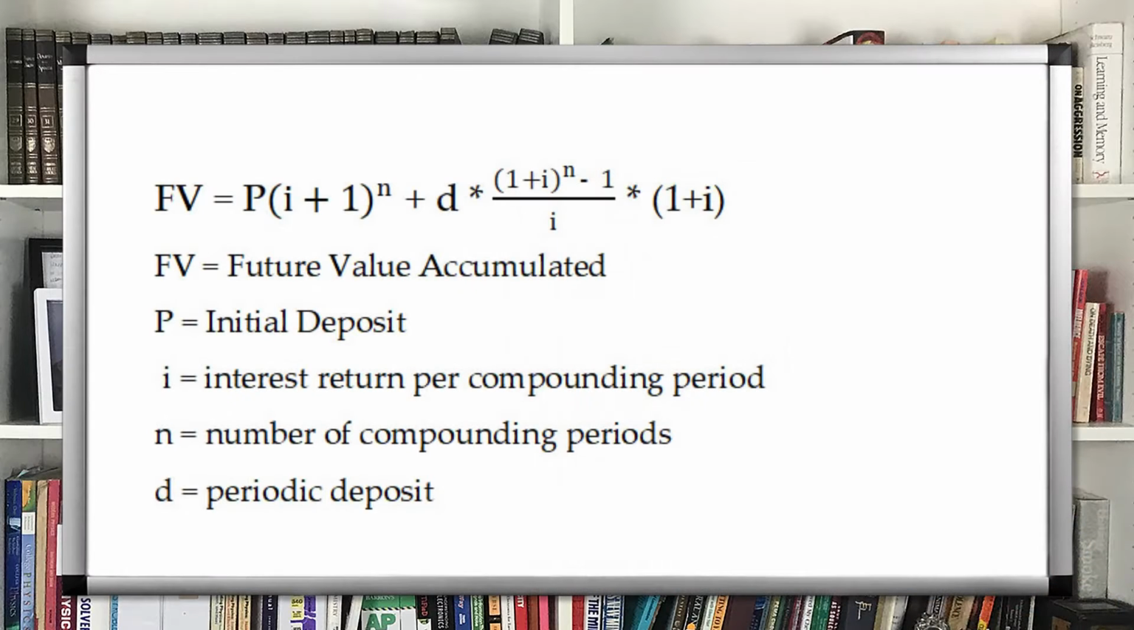Now, in this formulation, it is assumed that we already know the value of the periodic deposits, the D term, and the amount of the initial deposit, the P term. Notice that the first term of the right-hand side of the formula, the P times (1 + i) to the nth, is the simple compound interest formula we saw in the first video and I showed you earlier.